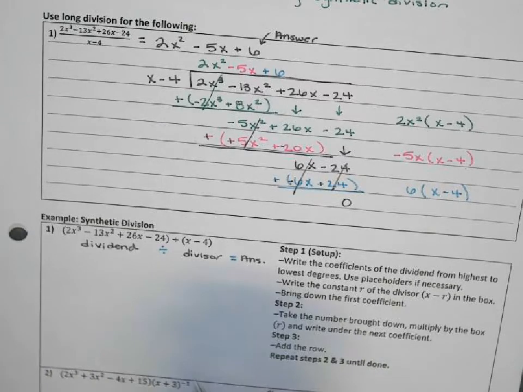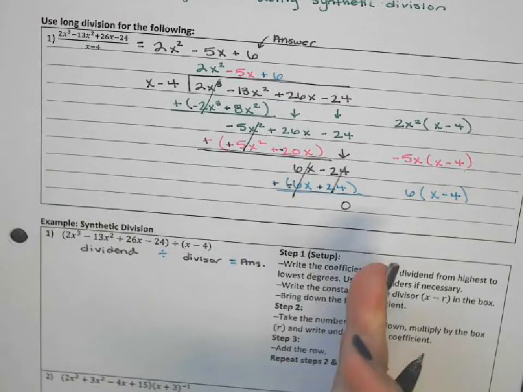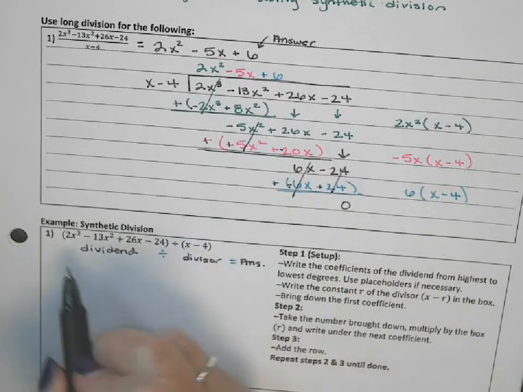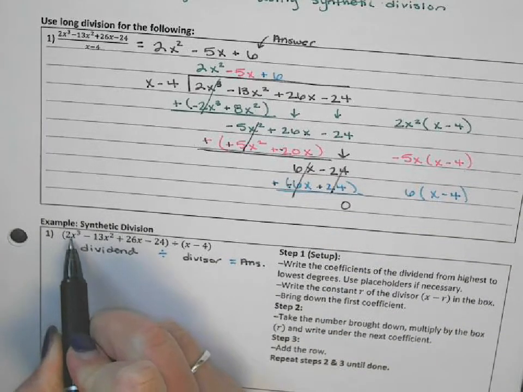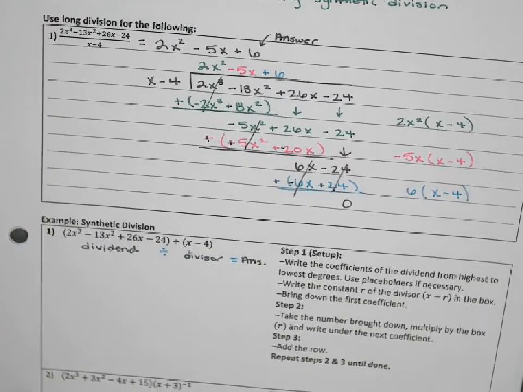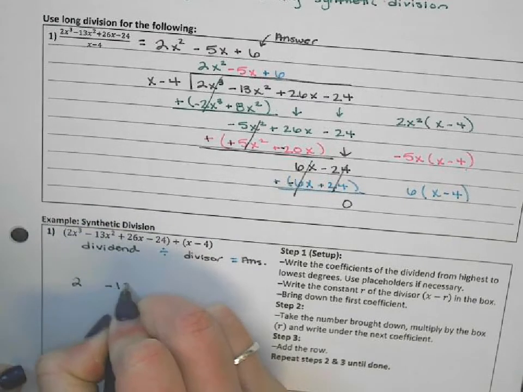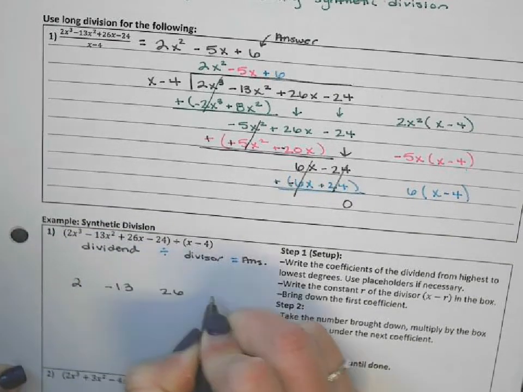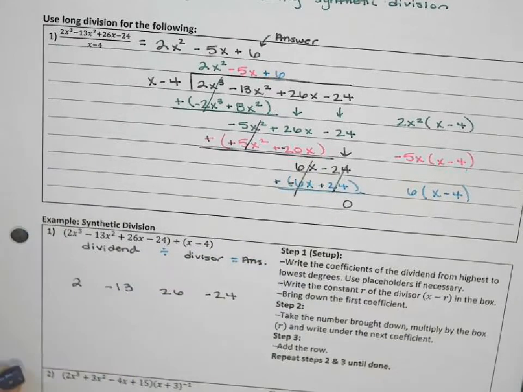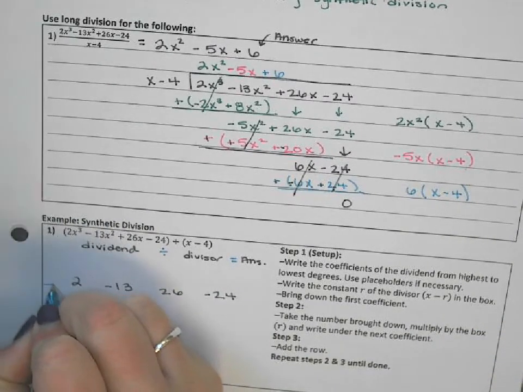Okay? So what we're going to do is write those out. However, we need to make sure that we're going from the highest degree to the lowest, and we're not skipping any. So the highest degree here is 3. So this goes 3, 2, 1, 0. Nothing was skipped or missed, so I can just start by writing them all out. So the first one's going to be 2, negative 13, 26, negative 24. That's how I start writing them. Okay? Then I also need this little box over here.